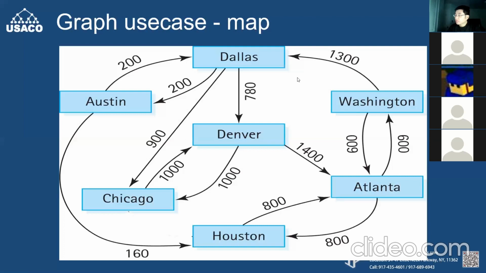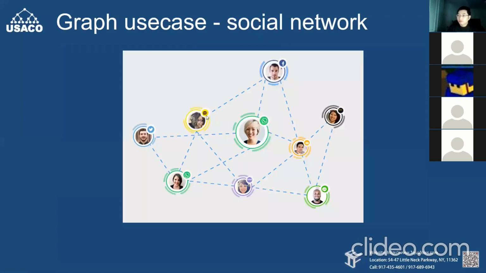Right? So this, we call that a map. It's actually a weighted graph. So we have vertices, we have edges, and on each edge we have a weight. Also, we use graphs in social networks.